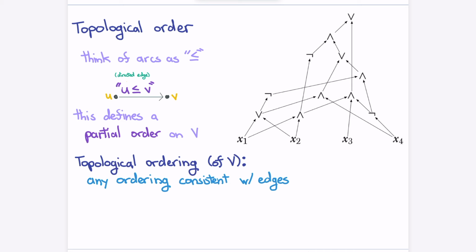So if A goes to B goes to C, then transitively A will be less than or equal to C. But if there's no path from A to C or C to A, then one could be before the other. Who knows? Okay, so you have a partial ordering. There's some that you know are less than or equal to some others.